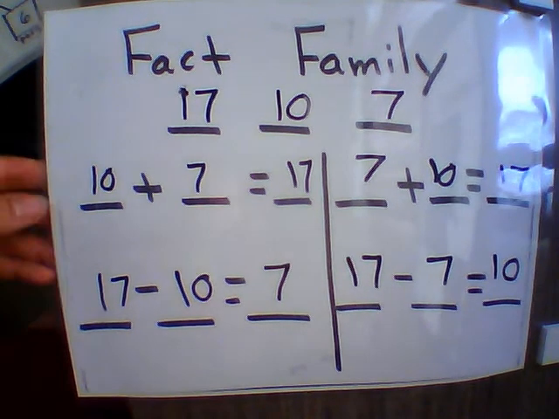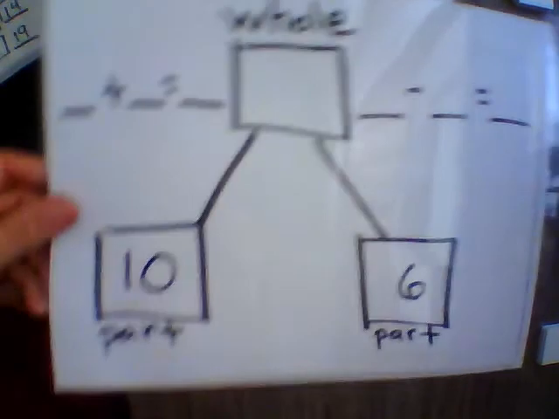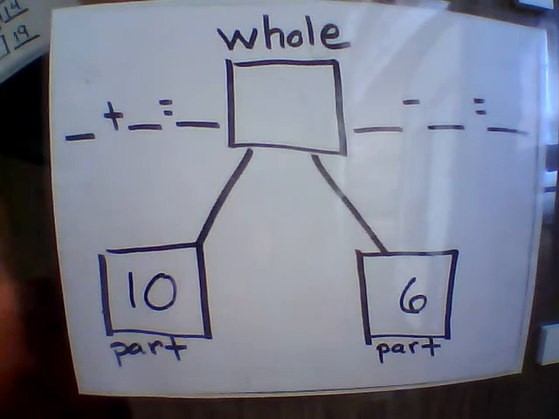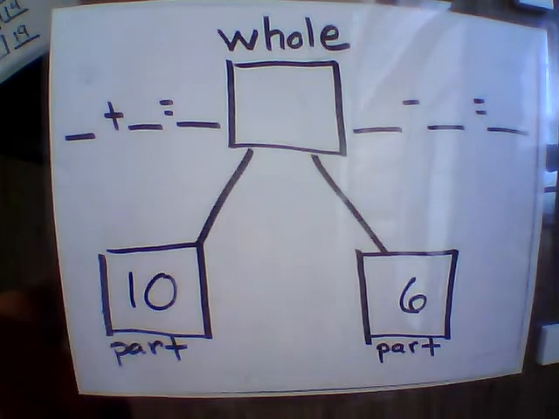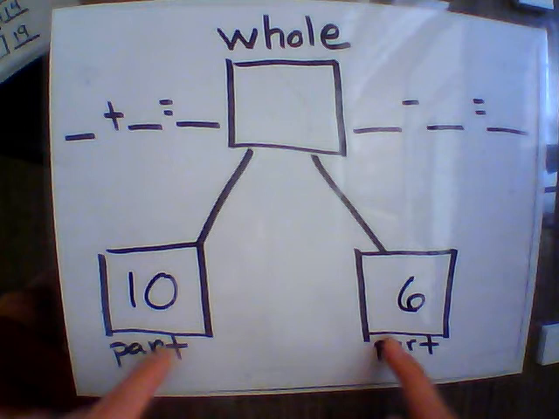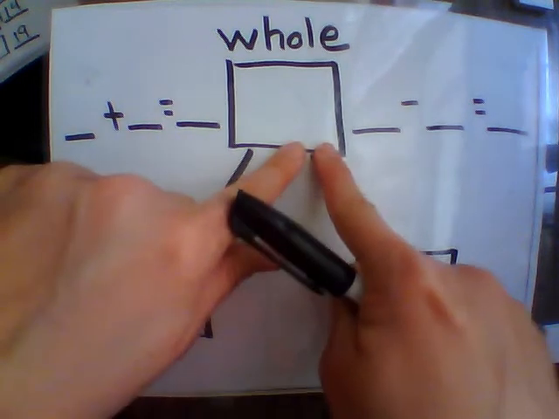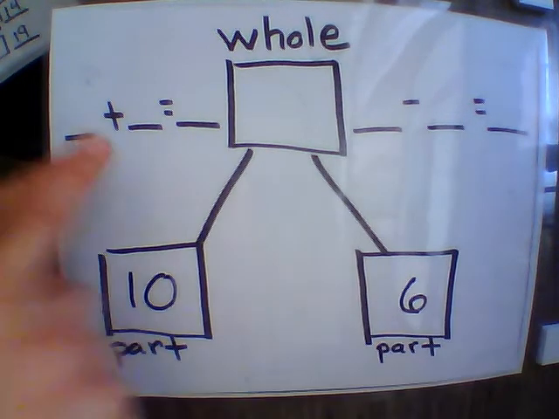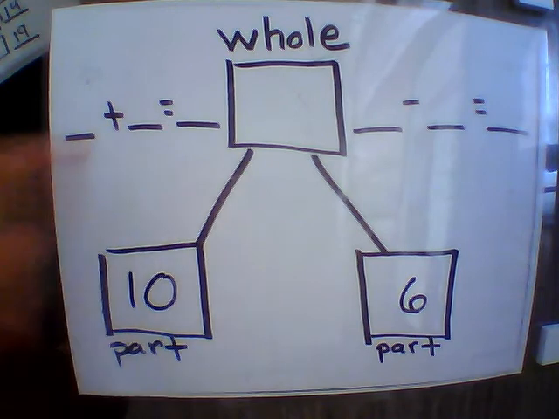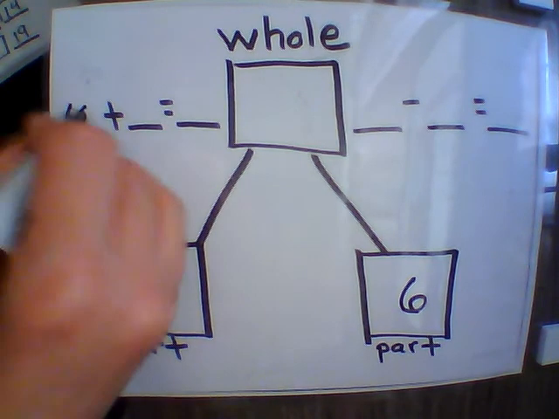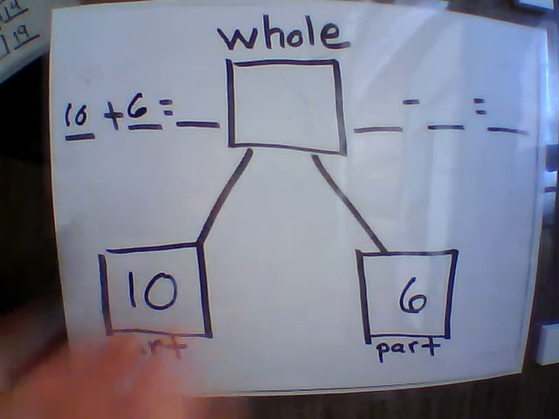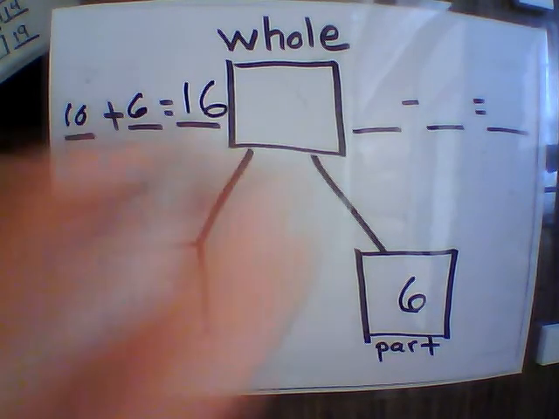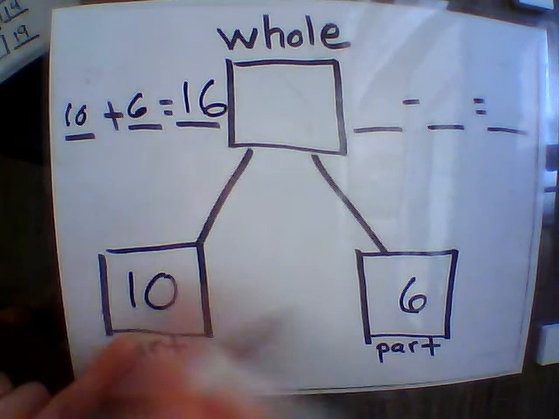All right. So now moving on to whole part. So we are just seeing here, we have the two parts. We need to find out the whole. So we're going to take these two numbers and put them together to get our whole. So I can use the equation on the side to help me. 10 plus 6 equals 16. So now I found out what my whole is.